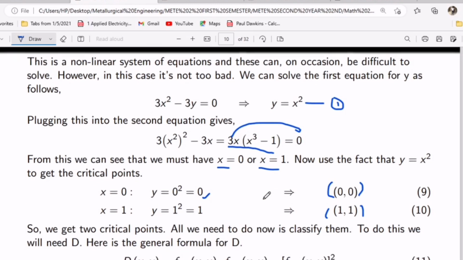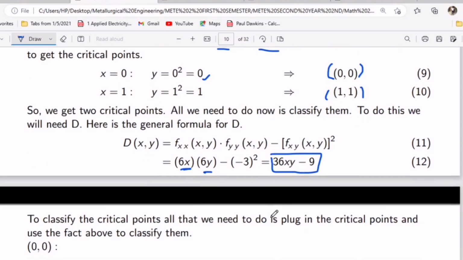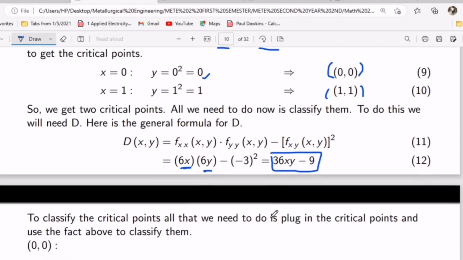After getting a critical point, then we are going to do what? Classify them, whether they are relative maximum, relative minimum, or saddle point. In this case, from the formula for D, we take the partial derivatives. We've done it already, so we had what? 6x times 6y minus 3x squared, which when we simplify gives 36xy minus 9. So we are going to use the critical point to find the value of D.